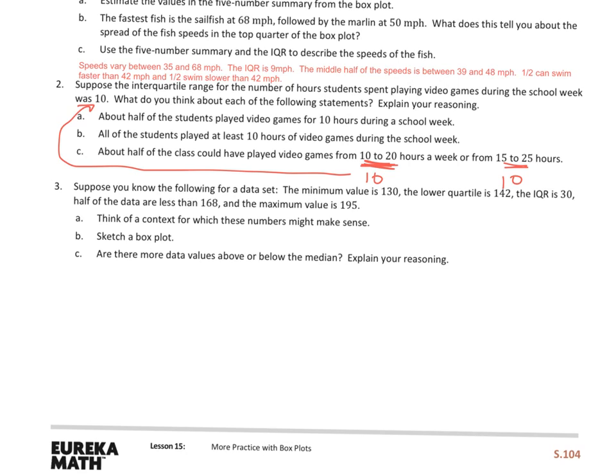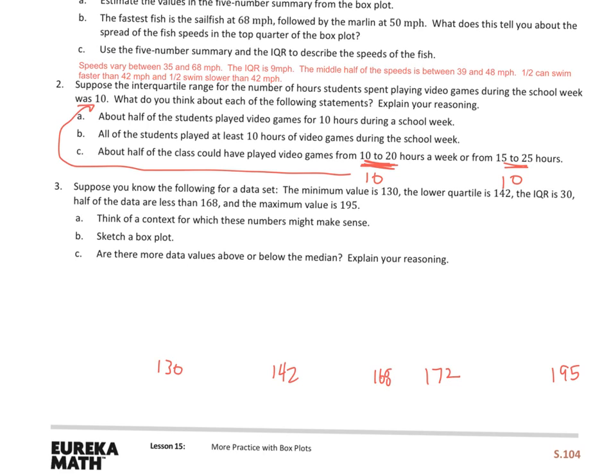So I'm going to skip A, and I'm going to go right to B to help me out with this. I have to sketch a box plot. So I'm going to put 130. The lower quartile is at 142. The interquartile range is 30, meaning 172 will get me my upper quartile. Half of the data is less than 168, so 168 is about the median, and the max value is 195.